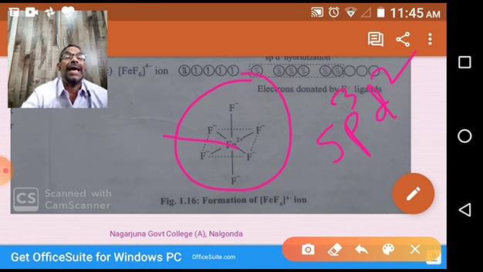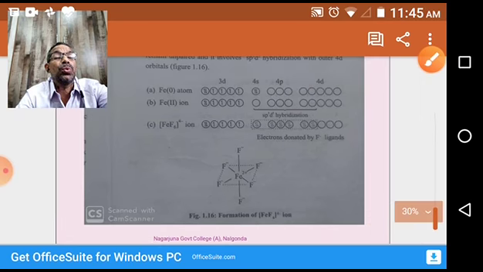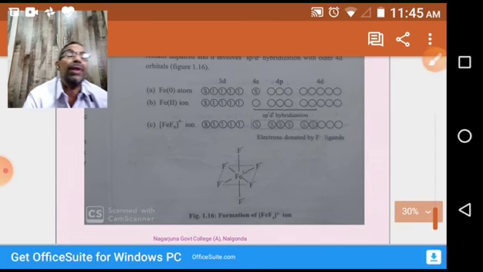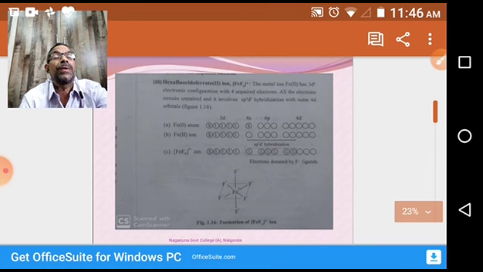So this is an explanation of valency bond theory applied to hexafluoridoferrate(II) ion. Okay. Next slide.